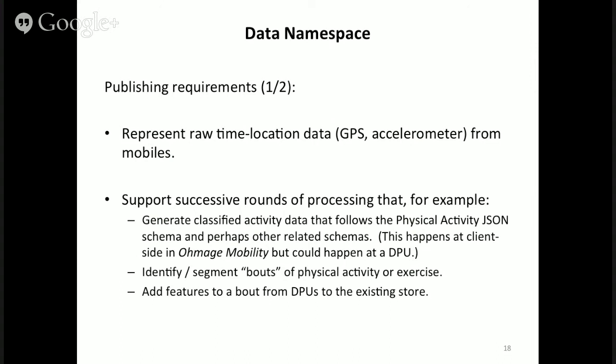And so it may be that even at the level of the mobile device, we have multiple types of data that are being published, both the raw traces and activity classified traces. But in general, the idea is that there are a number of different components at different places in this ecosystem that are taking data that exists, processing it, republishing it, and then other data services are consuming that.